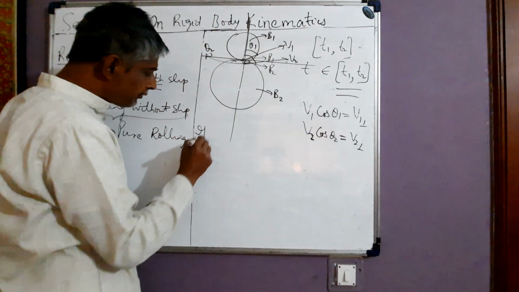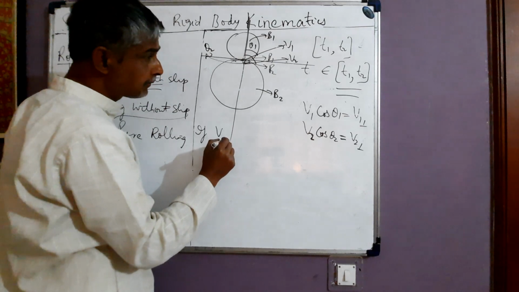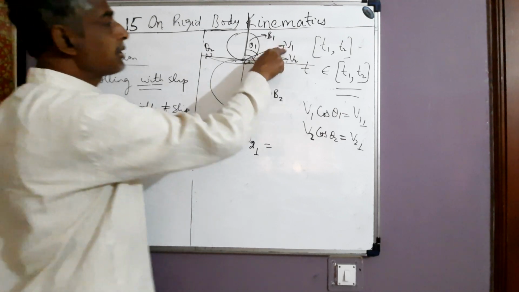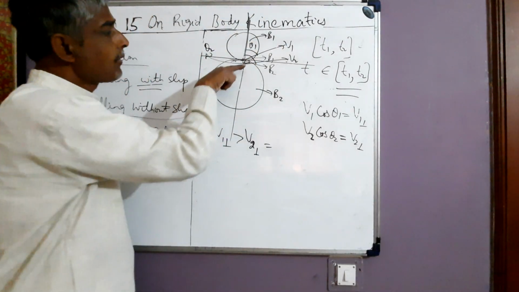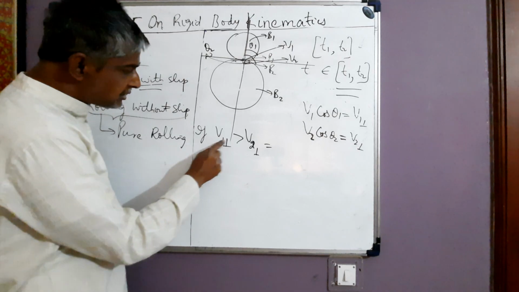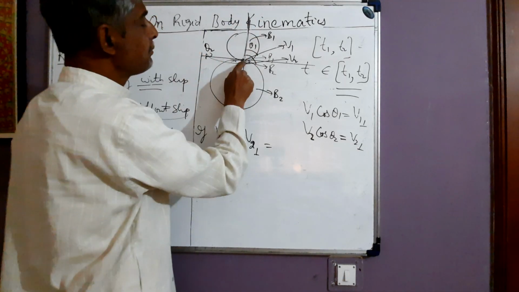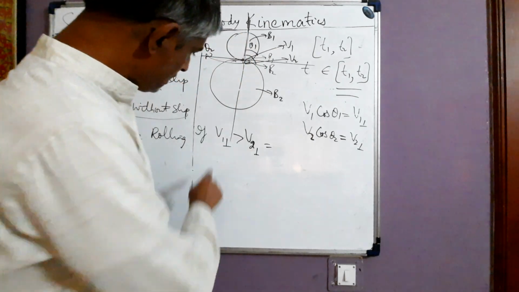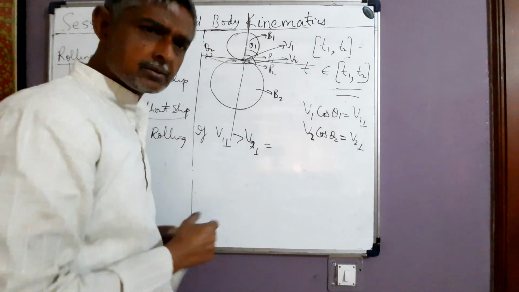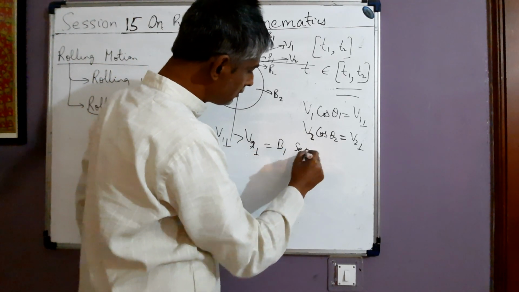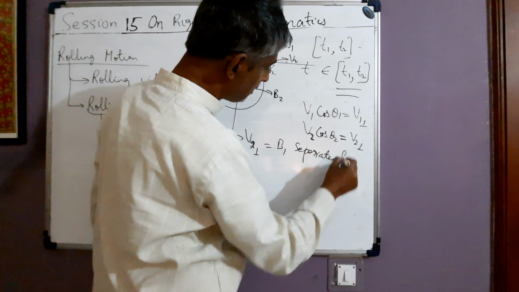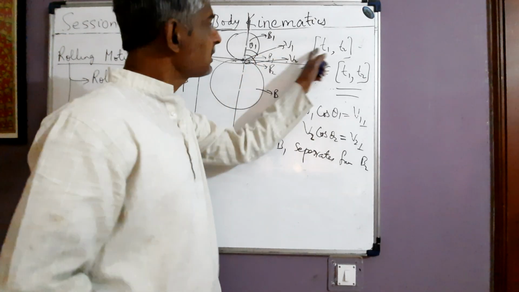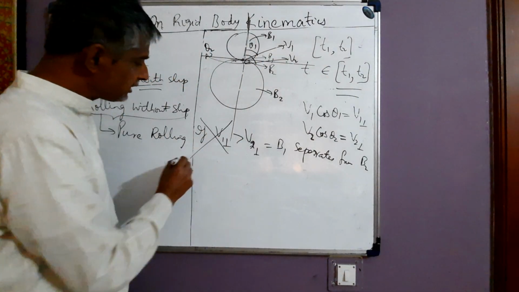See, if V1 perpendicular exceeds V2 perpendicular, what will happen? Component of V1 along common normal is V1 perpendicular. Component of V2 along common normal is V2 perpendicular. If this is more than this, then this P1 will move up and P2 will move up a lesser distance. The bodies will separate. Is it not right? B1 separates from B2 in this time interval. But bodies are not separating in this interval. They are in mutual contact.